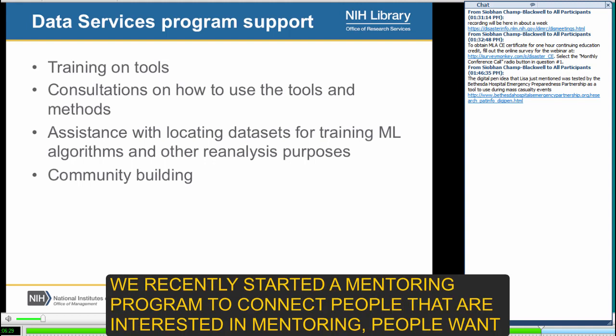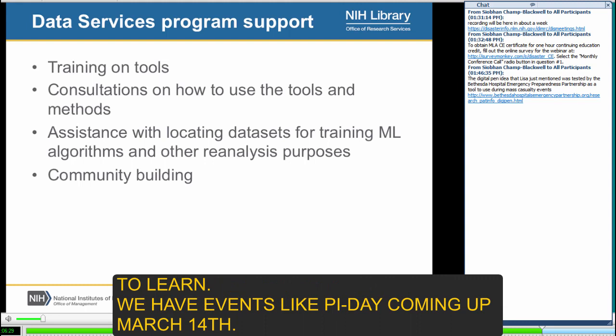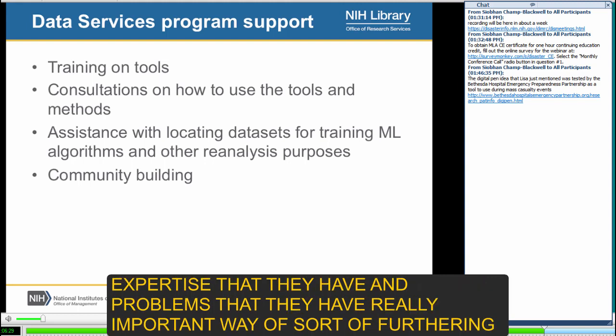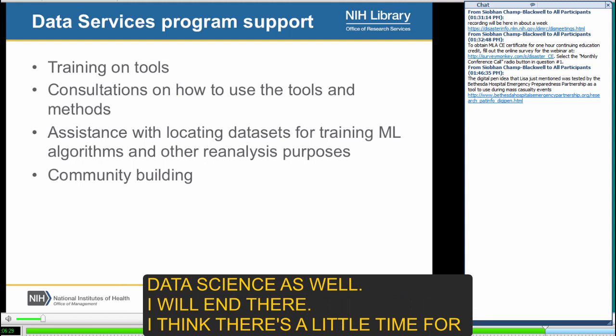We recently started a mentoring program to connect people that are interested in mentoring and people that want to learn. We have events like Pi Day, which is coming up March 14th. Pi is 3.14, so we celebrate Pi Day on 3/14, and we'll have talks and that sort of thing. So I think getting people together to share the expertise that they have and the problems that they have is a really important way of furthering data science as well.